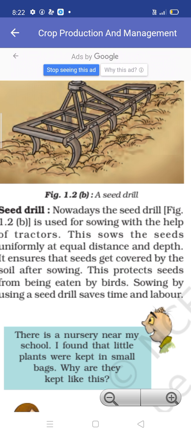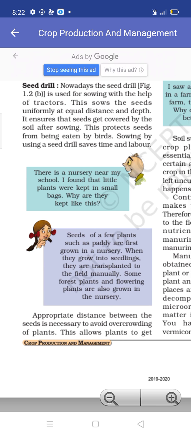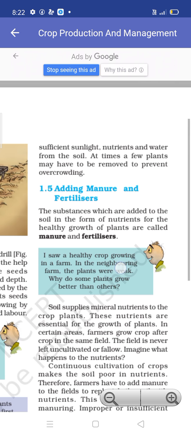Here Buzo is saying that there is a nursery near my school, and I found that little plants were kept in small bags. Why are they kept like this? We will learn that an appropriate distance between the seeds is necessary to avoid overcrowding of plants. We have to grow the crops at equal distances, like 1 meter or 2 meters, because overcrowding is a problem. This also allows the plants to get sufficient sunlight, nutrients and water from the soil.